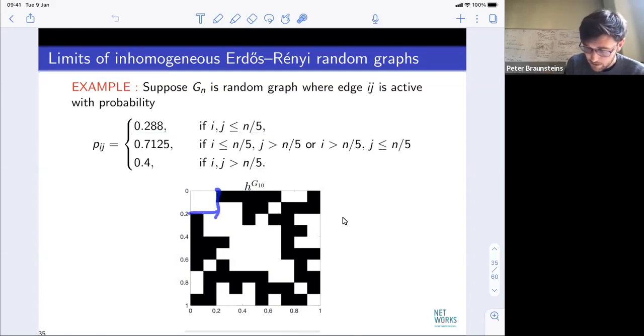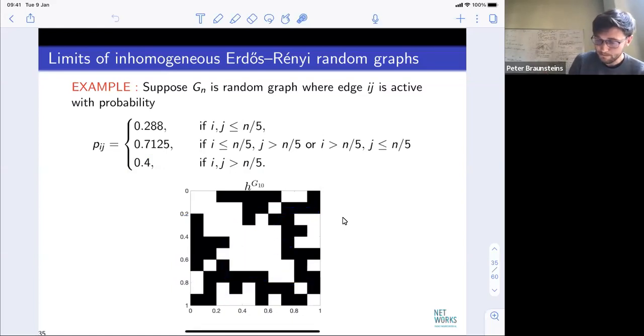The edge probability between two vertices whose label is less than n/5 is 0.288. So that corresponds to this square here. The edge probability between one vertex whose label is bigger than n/5 and one vertex whose label is less than or equal to n/5 is 0.7125, and that corresponds to these two rectangles in our graphon. And finally, the edge probability between two vertices whose label is strictly bigger than n/5 is 0.4, and that corresponds to this square here.